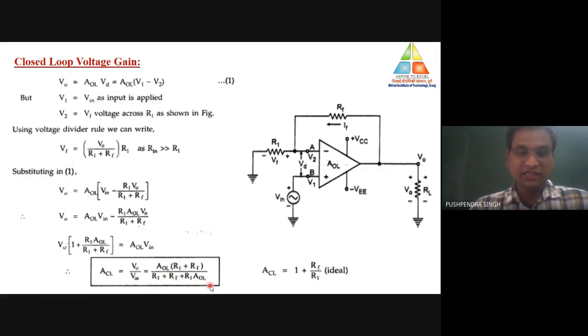In ideal condition, as we already discussed, the open loop gain is infinite. So this whole term is much larger as compared to R1 plus Rf. So in the denominator you are getting only R1 into AOL. So this AOL and AOL will be cancelled out. So what is the value of ACL? ACL is equal to R1 plus Rf divided by R1. And from there, R1 divided by R1 is 1, plus Rf divided by R1. So in ideal condition, the value of closed loop voltage gain is 1 plus Rf by R1. So this is the closed loop voltage gain in case of voltage series feedback.